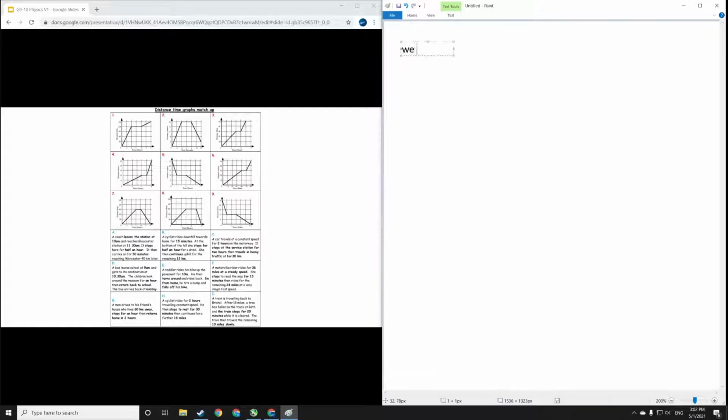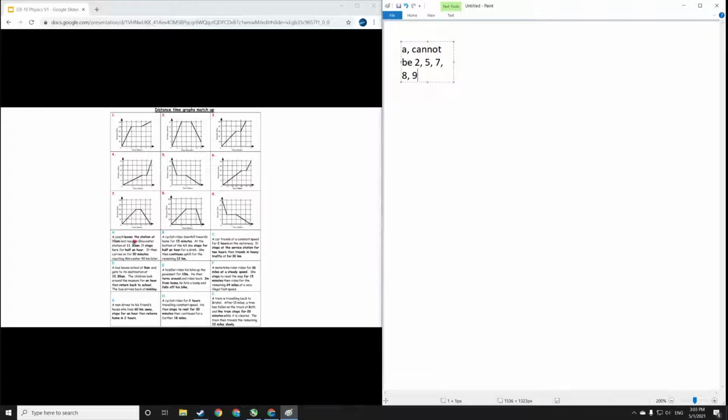So we know A cannot be 2, 5, 7, 8, or 9, right? So that leaves us 1 and 3 and 4 and 6. Okay, so now let's look at the time specifically, because that's where it's going to get a little tricky, because they are all similar but slightly different shapes.